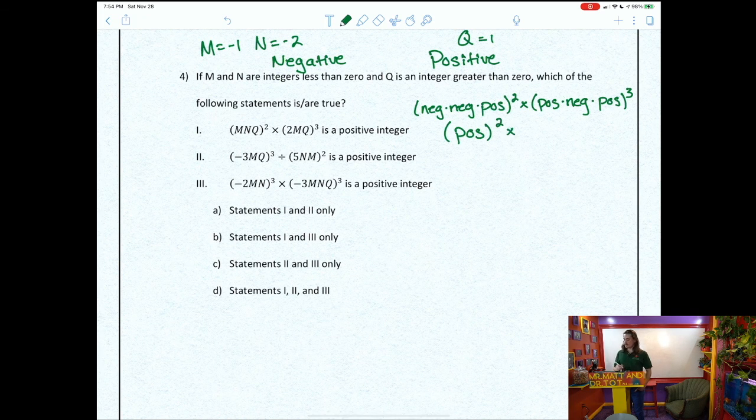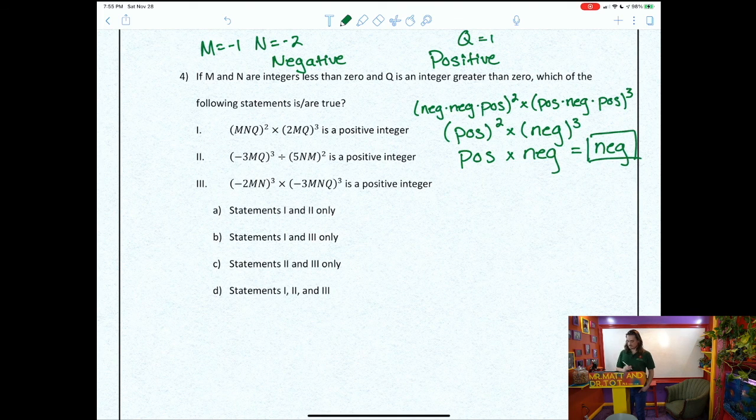On the right, we have a positive times a negative times a positive. That's going to be a negative because there's only one negative. There's an odd number of negative values, so that's going to retain the negativity. And that's going to be a negative number cubed. A positive number squared is positive. However, a negative number cubed is going to remain negative. A positive times a negative is going to be negative. So statement 1 is false.